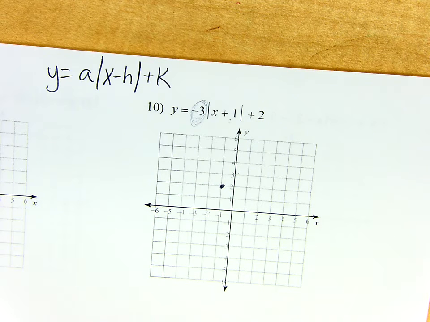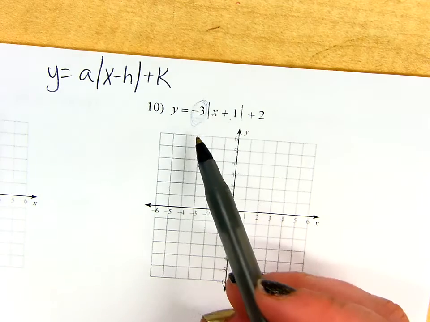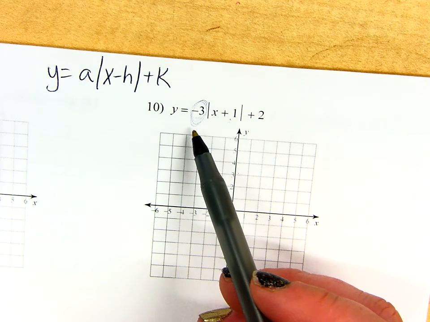So then what do you think's going to happen because it's a 3? What happened to the quadratic when we changed the number? Didn't it get more narrow? It was a more narrow U shape? Or a more wide U shape if it's a fraction? So same thing's going to happen here. It's just going to be a more narrow V.